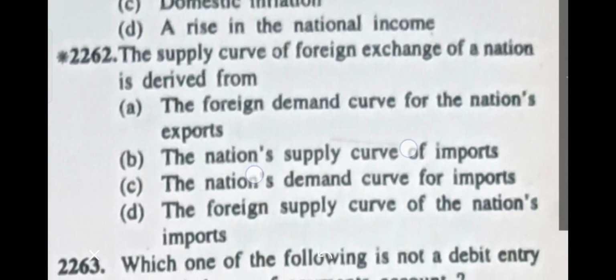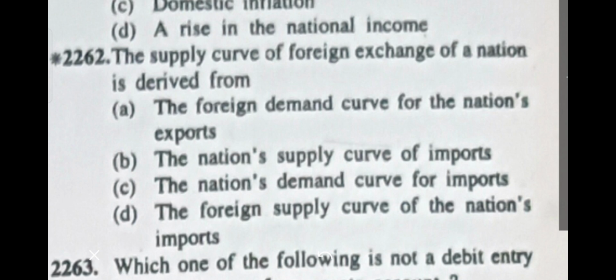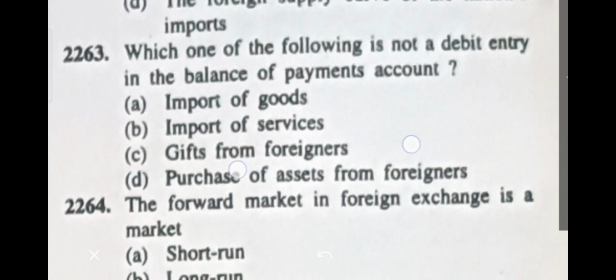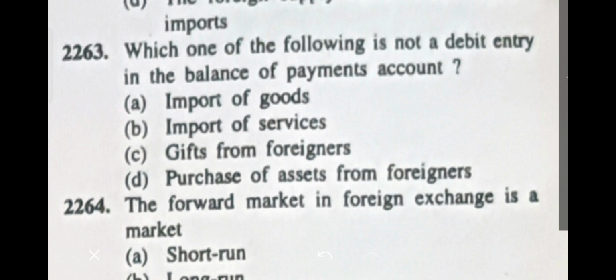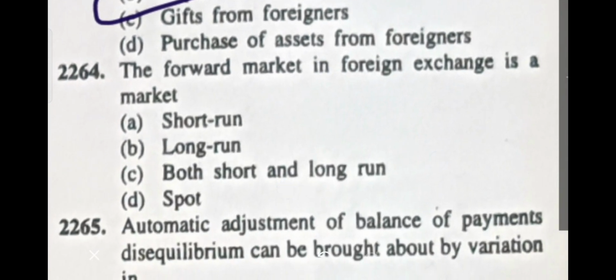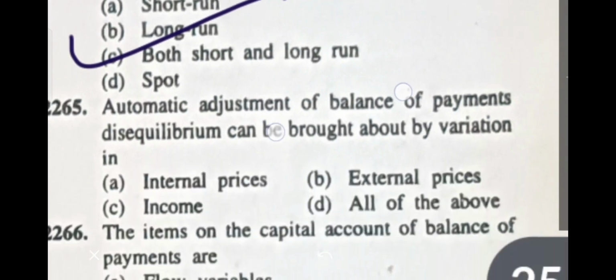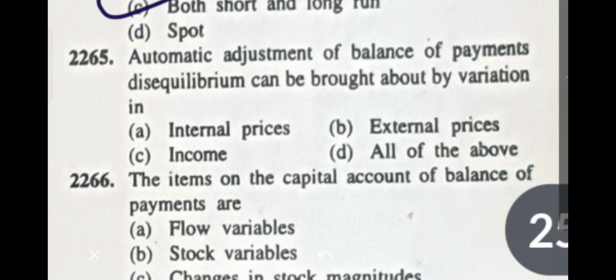The supply curve of foreign exchange of a nation is derived from the foreign demand for foreign nations export. Which one of the following is not a debit entry in the balance of payment account? Gift from foreigners. The forward market in foreign exchange is a market both short and long run. Automatic adjustment of balance of payment disequilibrium can be brought about by variation in internal prices.